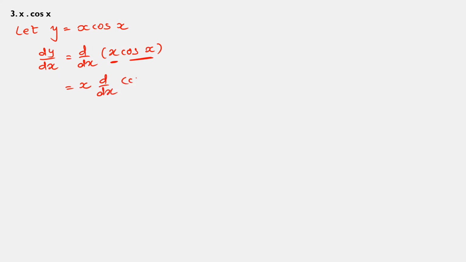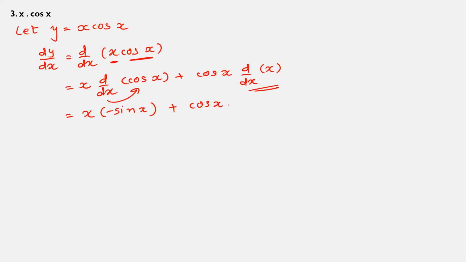Now it has started. First of all, the naming ceremony. Let y is equal to x cos x. So differentiating both sides with respect to x, dy by dx will give me d by dx of x cos x. I can see that these two different quantities are in product, so I can apply the product rule. Product rule says: first quantity as it is, differentiation of second quantity, which is cos x, plus second quantity as it is, differentiation of first quantity, that is x. So x as it is, differentiation of cos x is minus sin x, plus cos x as it is, and differentiation of x with respect to x, which is 1.